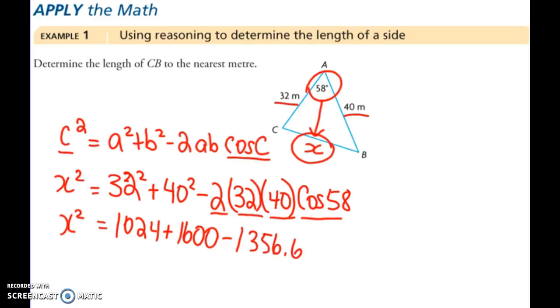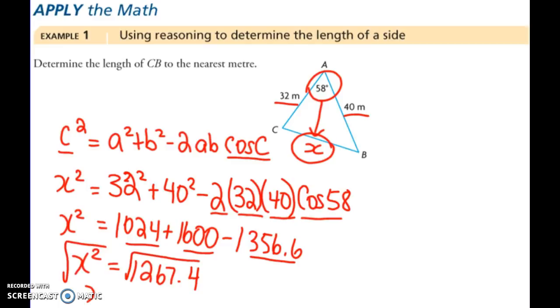1356.6. So if we add these together and subtract this one, we end up with 1267.4. Square root it, find out what x is, and you find your x to be 35.6. So the side length to the nearest meter, 35.6, would be 36 meters for x.